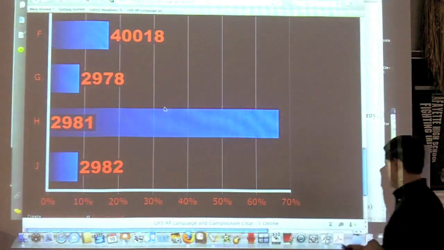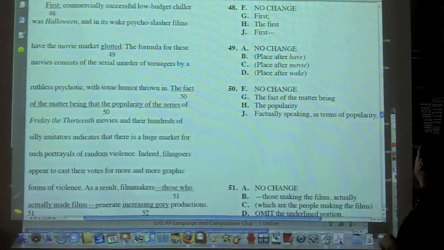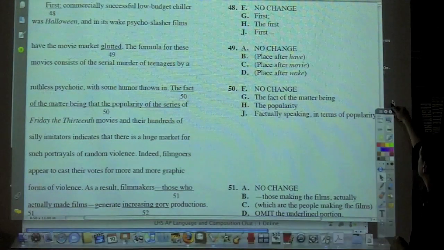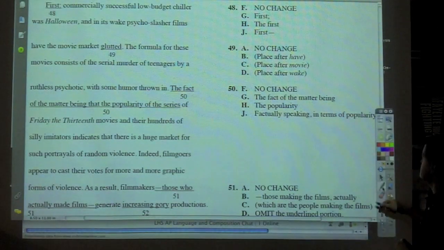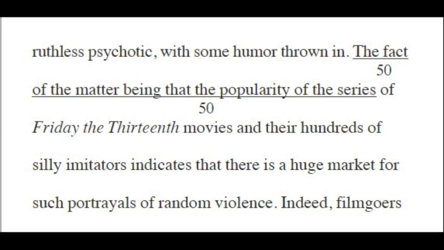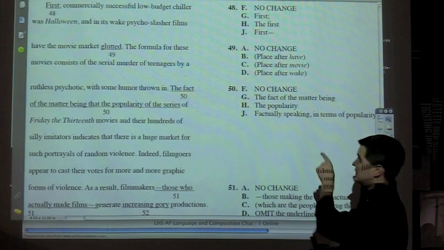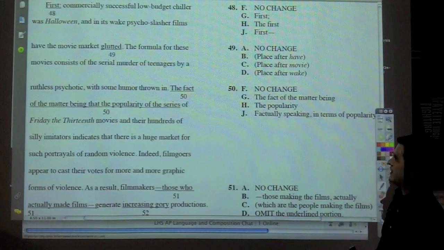So, let's take a look at it. Number 50. Okay. Number 50. Number 50 looks a little bit wordy to me. What do you guys think? The fact of the matter being that the popularity of the series of Friday the 13th movies and their hundreds of silly imitators. I don't even know if I need to read much more beyond that. Some of you did say that it was F. Some of you voted for no change.